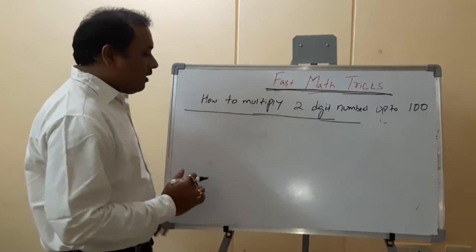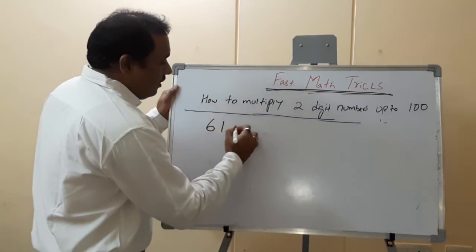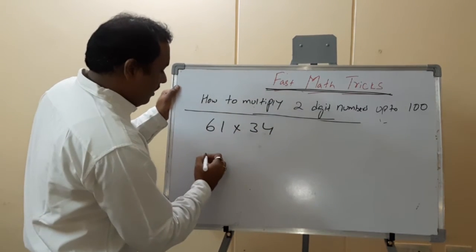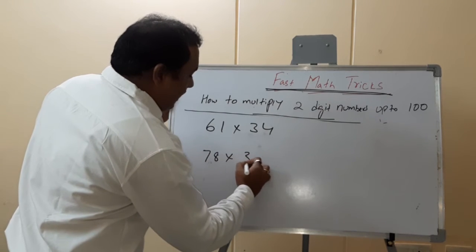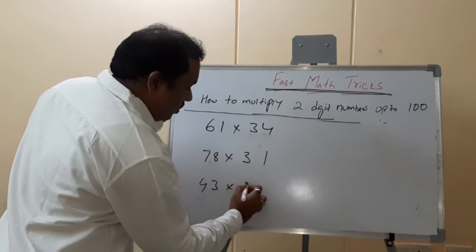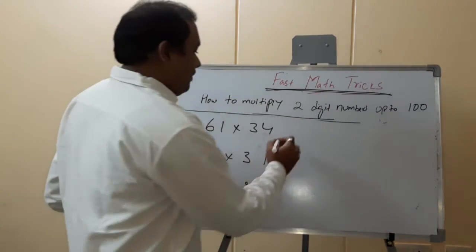So now let us solve some more problems. Okay? So 61 into 34. You take any numbers actually. You can try of your own. 78 into 31, or you can write 43 into 23. Okay? So let us solve these problems.